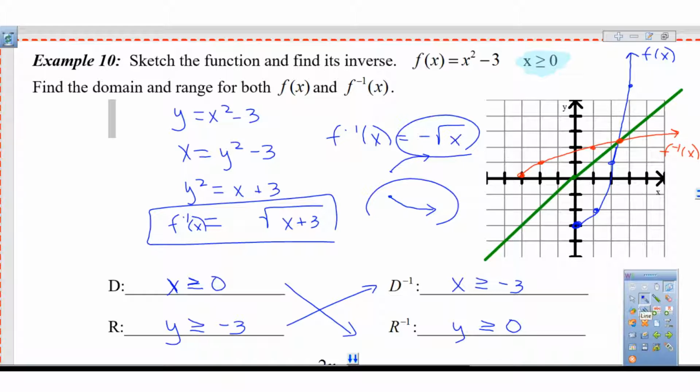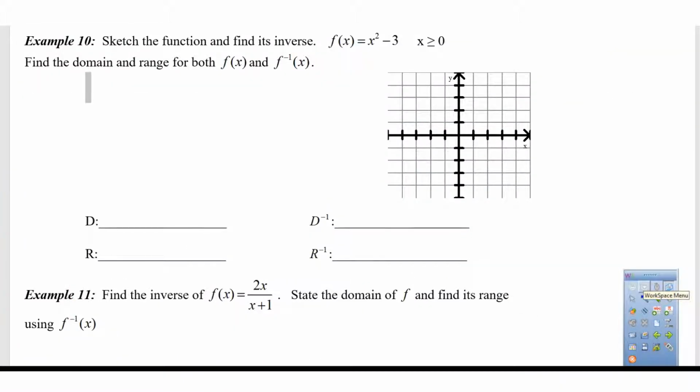The other way to think about it is I know that the range of my inverse has to be the top part of that thing. So it's going to go up. Okay? Okay, let's do 11.